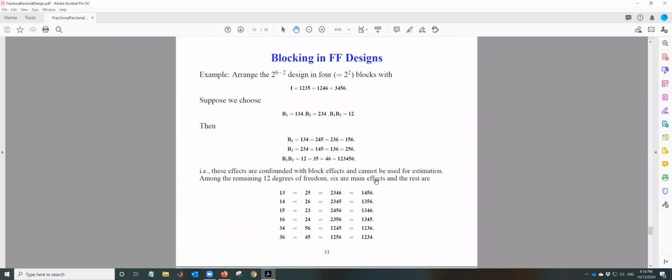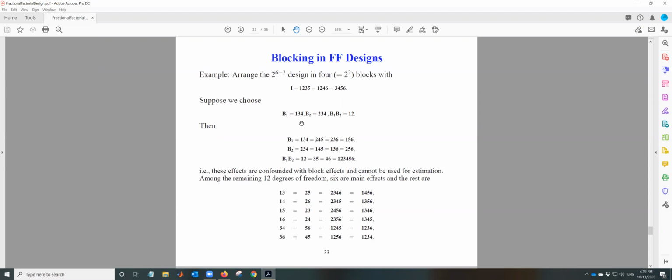In addition to the fractional design, we can also use blocking in the fractional factorial design. For example, you can have a 2^(6-2) design in 4 blocks. So this is a design defining contrast subgroup. 5 equals 1, 2, 3, 6 equals 1, 2, 3, 4. No, 6 equals 1, 2, 4. But at the same time, you can choose a block.